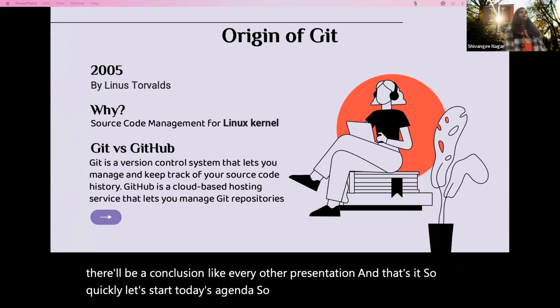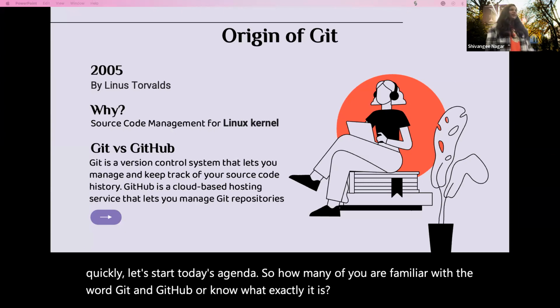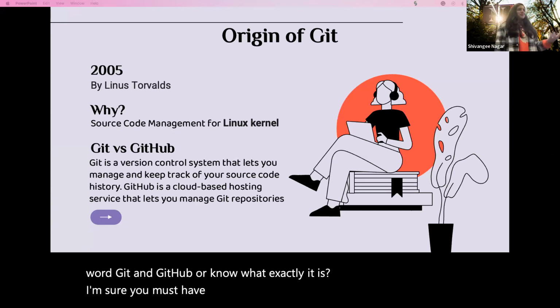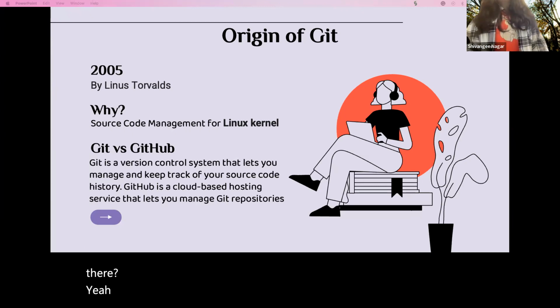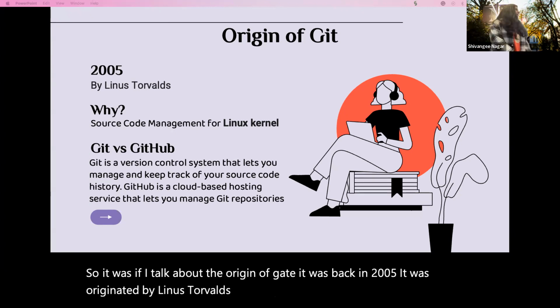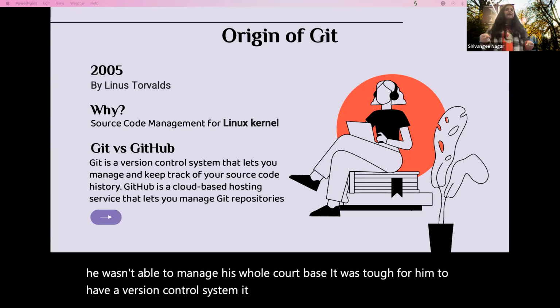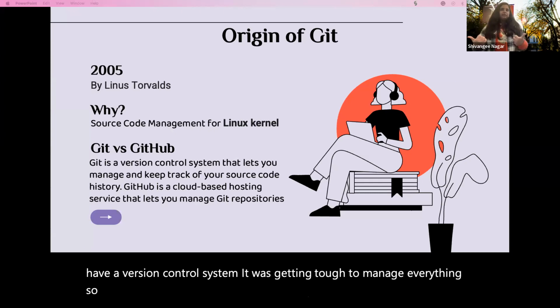So how many of you are familiar with the words Git and GitHub or know what exactly it is? I'm sure you must have heard it, if not used it, right? Do you have accounts there? So if I talk about the origin of Git, it was back in 2005. It was originated by Linus Torvalds. And why? Because he wasn't able to manage his whole code base. It was tough for him to have a version control system. It was getting tough to manage everything. So he invented Git.